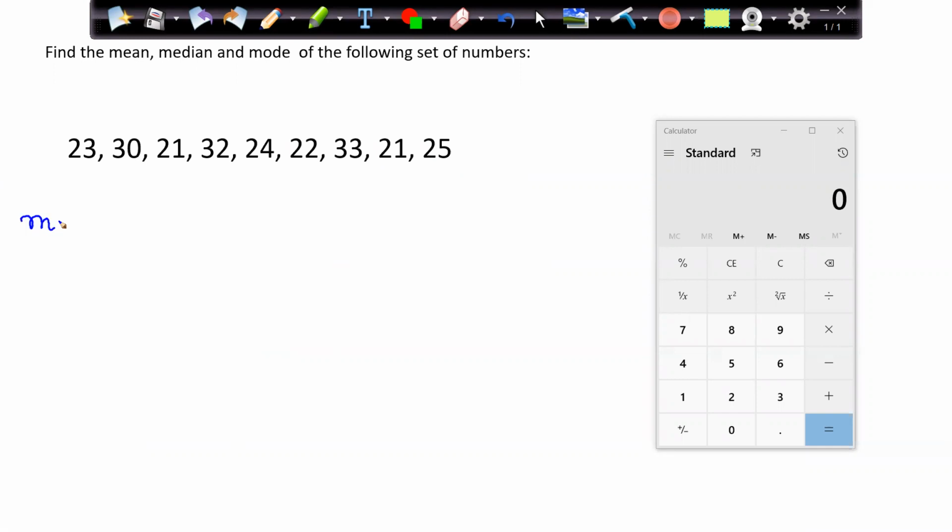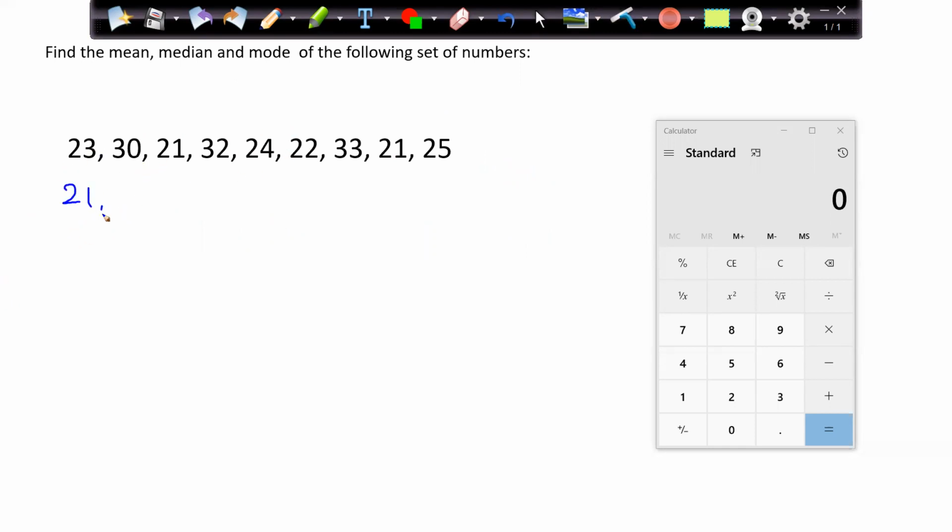And the mode is nothing but which number is coming in frequently, right? So these are the three things which we have to find for this particular data set, where the total number of records is 9. So obviously my middle number will be the 5th number once I sort the data. So let's first sort the data and then we'll do all three calculations.